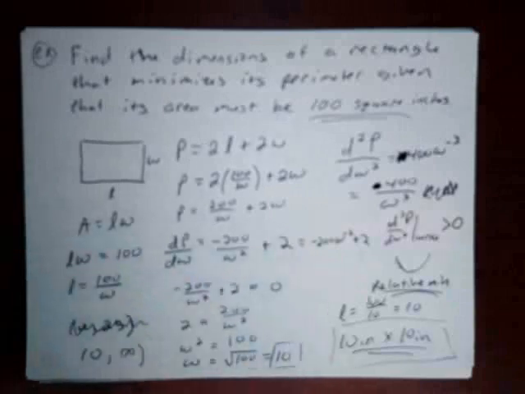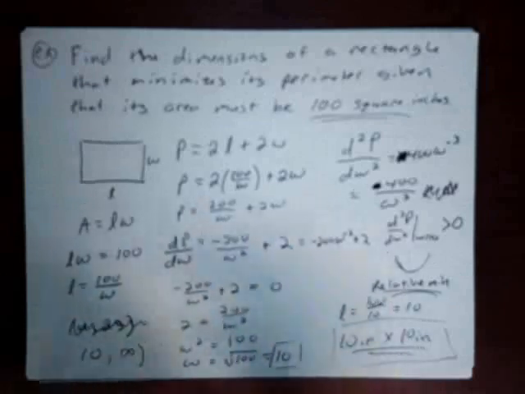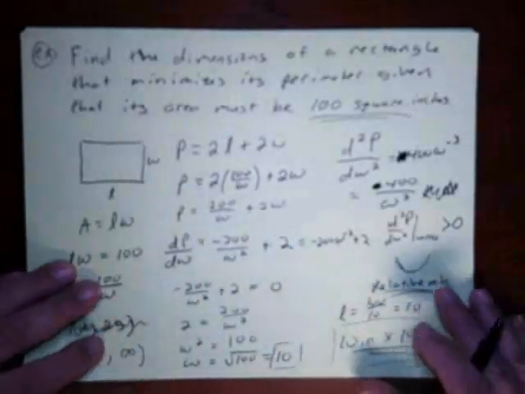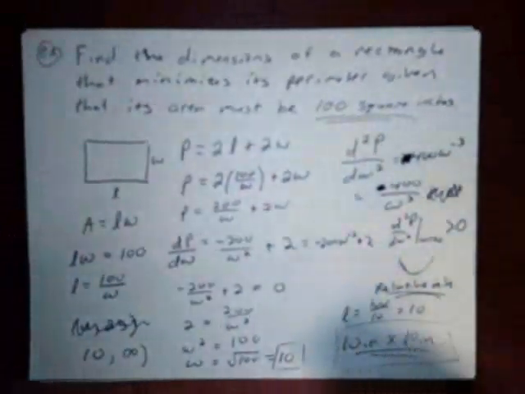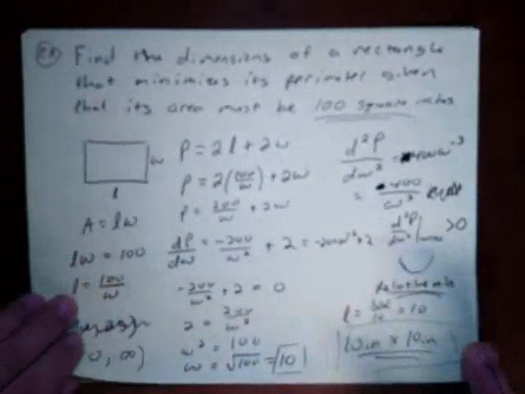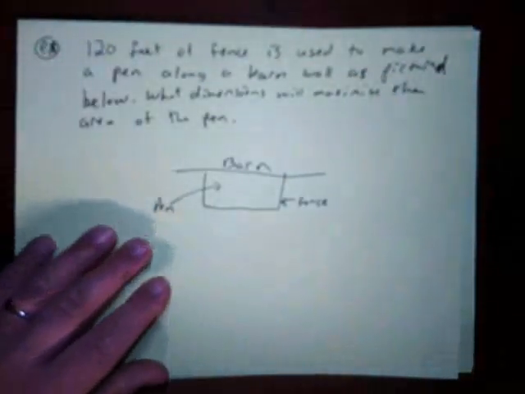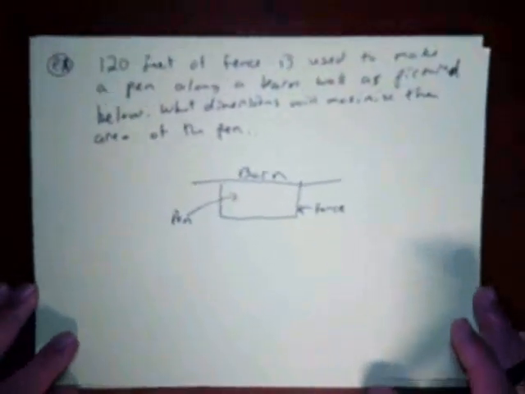Again, it's a square, right? So it looks like when things are square, it optimizes things, doesn't it? When you're dealing with a rectangle anyway. It seems like it gives you the maximum area, minimum perimeter. So that's interesting. So now let's do a slightly different situation where it won't necessarily be a square.